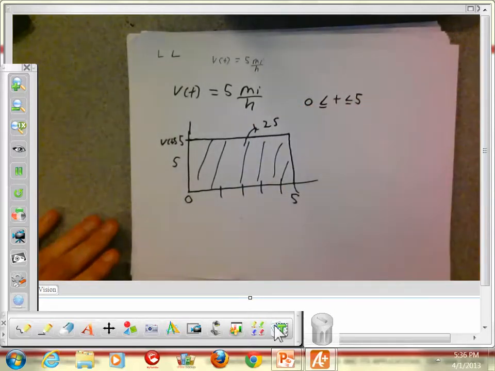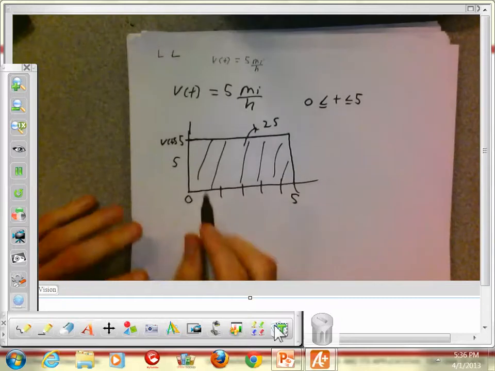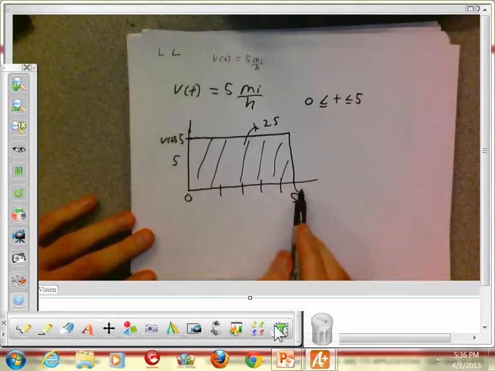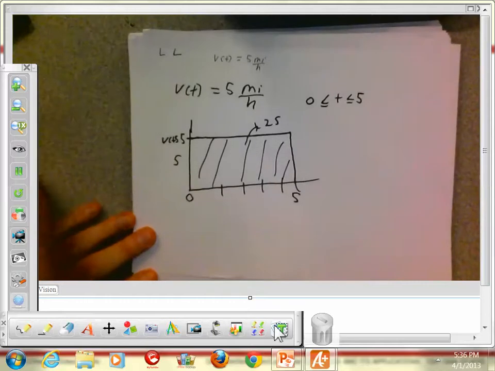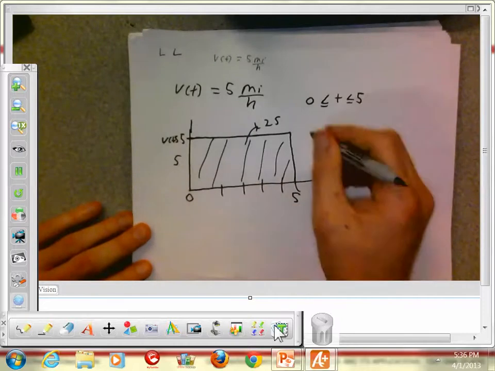25 what? What is it going to be? Well, velocity is given over here, and we just multiplied it by the time. So did everyone agree that the area in this box is going to be 25? Right. What are the units of this area? Well, what are the units of velocity?